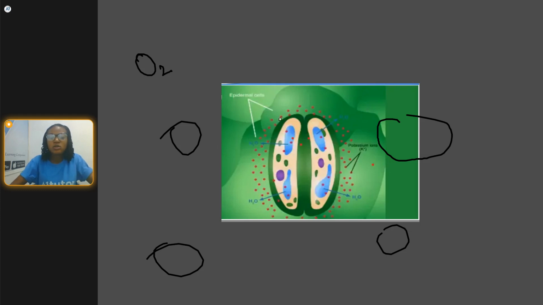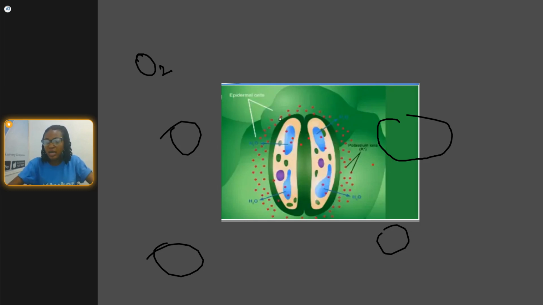So I was talking about the stomata. The stomata helps to remove waste products from the plant. It helps to remove oxygen. Like I explained during photosynthesis, oxygen is given off, so the oxygen is the waste product of the plant. Also water vapor during transpiration. That is why you can see water here, water here. So water vapor is also released out of the plant as a waste.